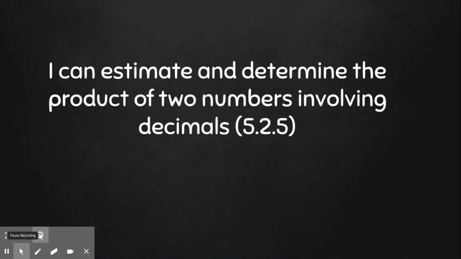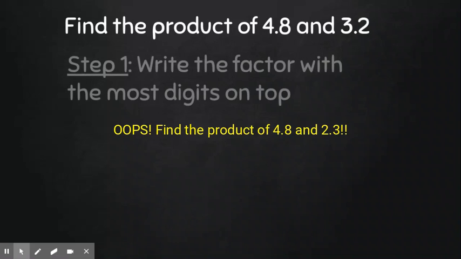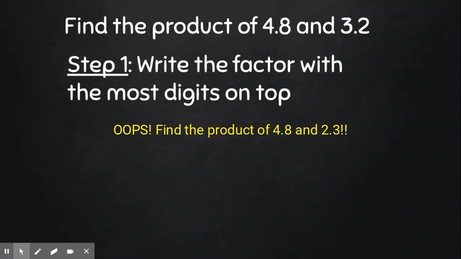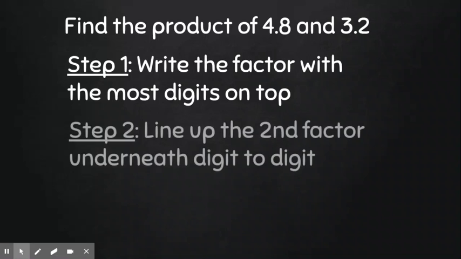I can estimate and determine the product of two numbers involving decimals. Find the product of 4 and 8/10 and 3 and 2/10. Step 1, write the factor with the most digits on top. Step 2, line up the second factor underneath digit to digit.